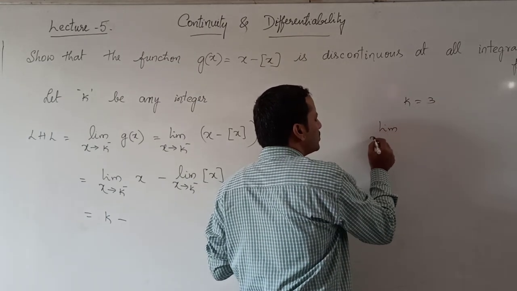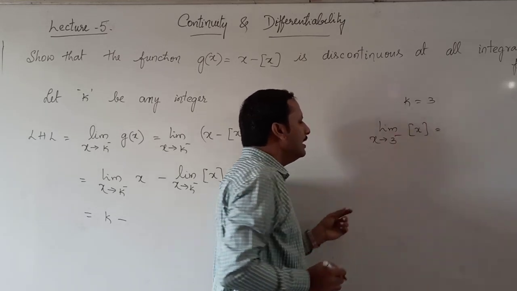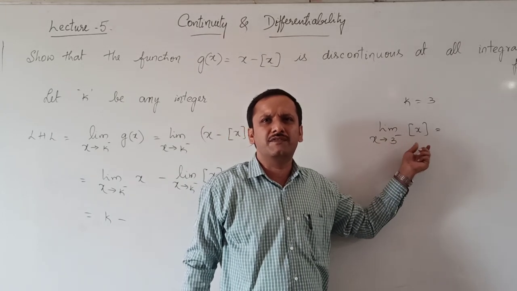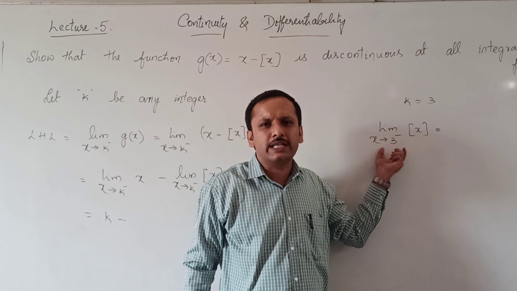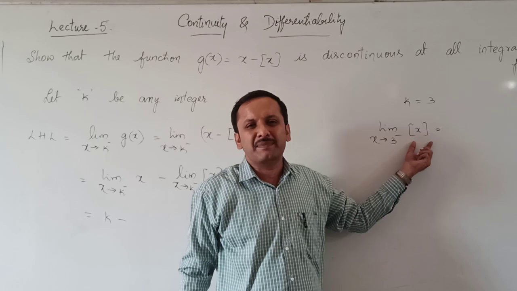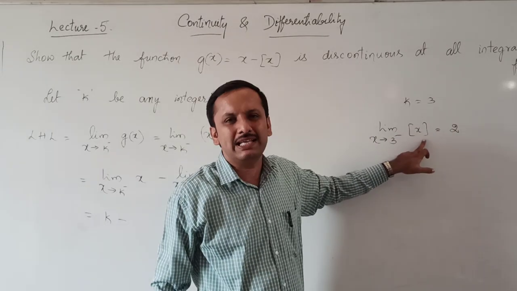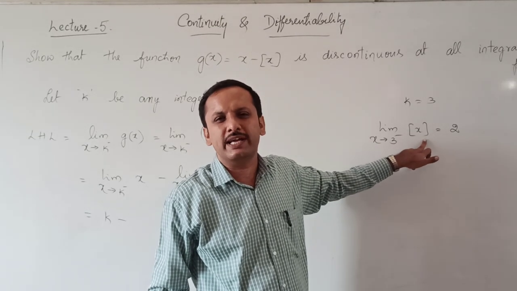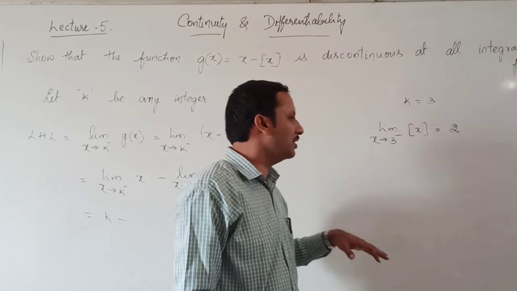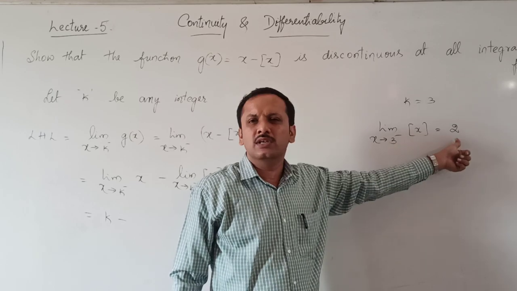Then what happens to the limit as x tends to 3 minus of step x? It means x is approaching 3 from the left side. X is very close to 3 but less than 3. When x is very close to 3 but less than 3, the step x value will be equal to 2. So x may take the values 2.9, 2.95, 2.99, etc. At all those points, step x value will be equal to 2. Observe that if I take k as 3, then this limit value is equal to 2.